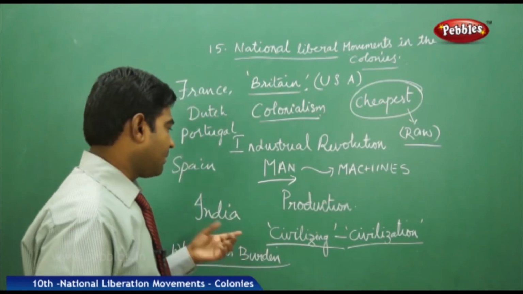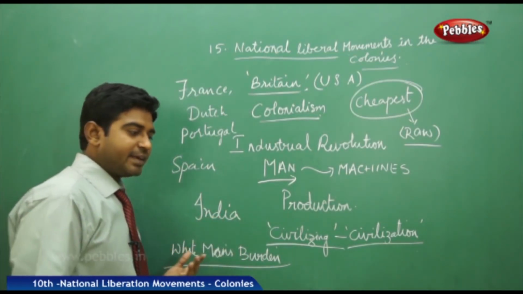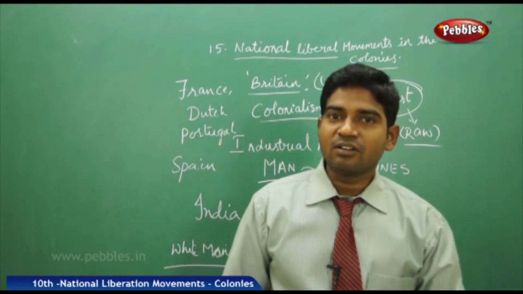Now for example, take India. In India we have many kings. There are nearly 563 princely states in our country.